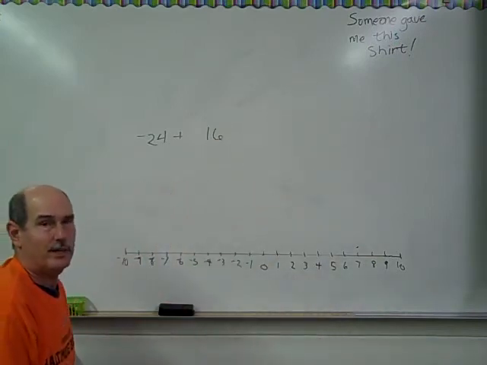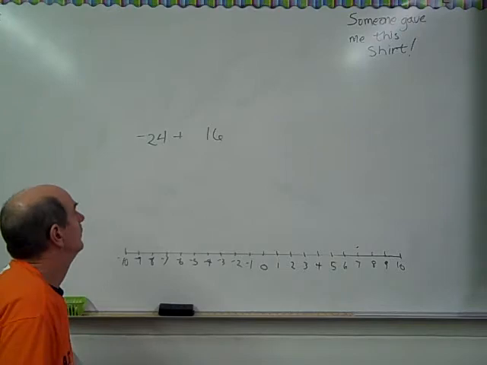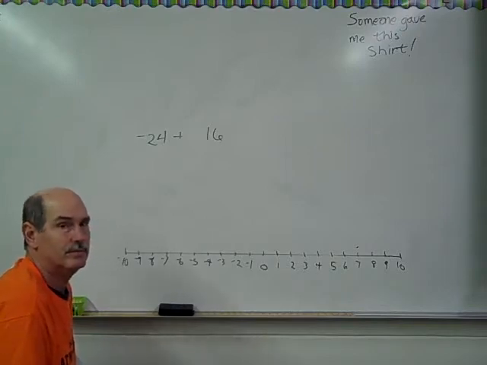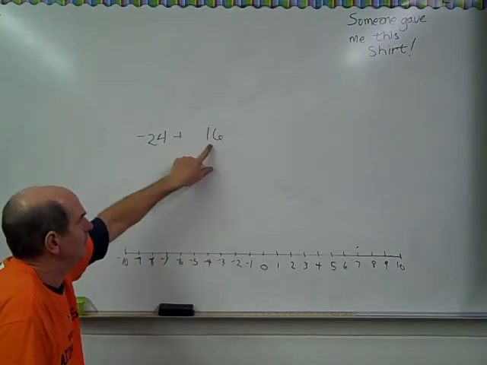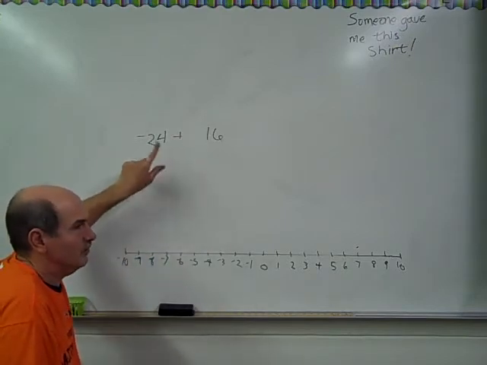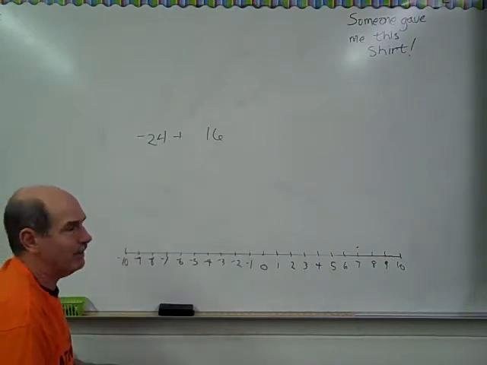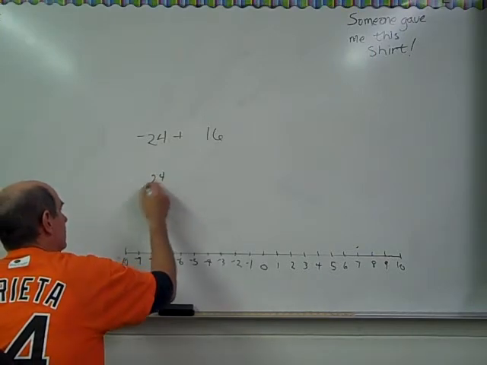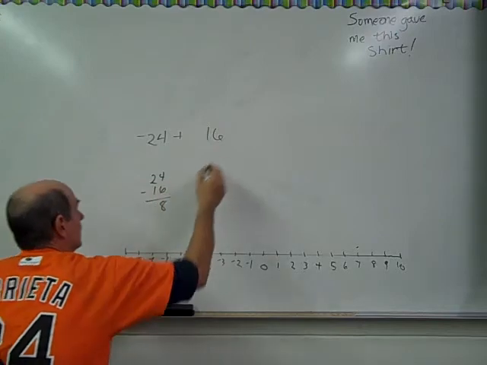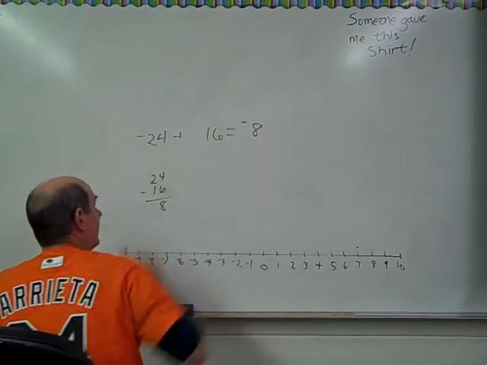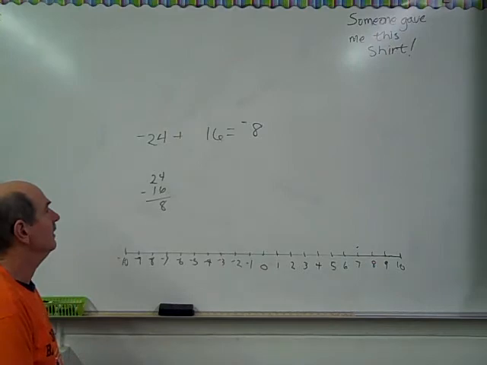Well, you have 24 negatives and 16 positives. Which do you have more of? I'm thinking, okay, there were 16 of these and 24 of these. There's more of these. There's 24 negatives. And how many more would that be? Well, it would be actually the difference between 24 and 16. So there's 8 more negatives. So the answer would be negative 8.